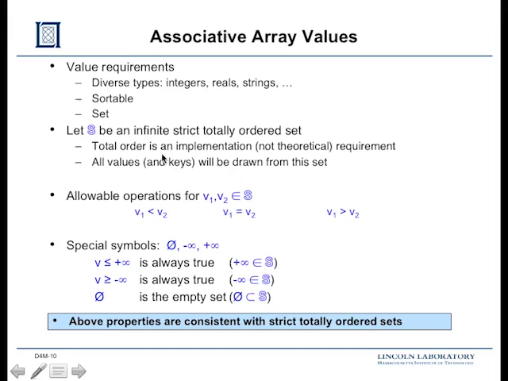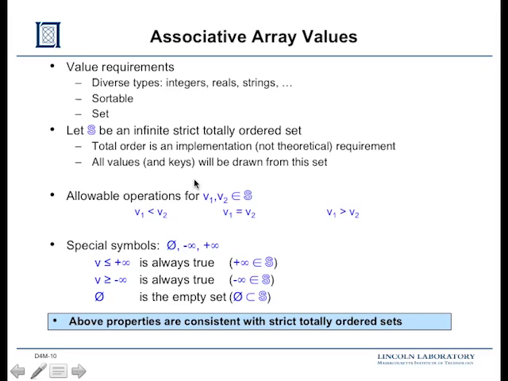All values and keys are drawn from the set, and the allowable operations on them, of two values or keys, are less than, equal to, or greater than. So those are the three functions that we essentially allow. A strict totally ordered set only requires two, which is less than and less than or equal to, but you get essentially the third one for free.